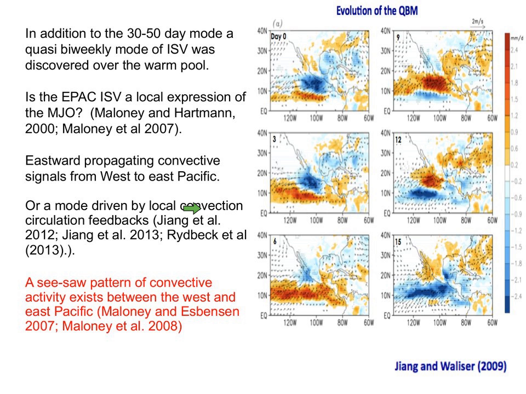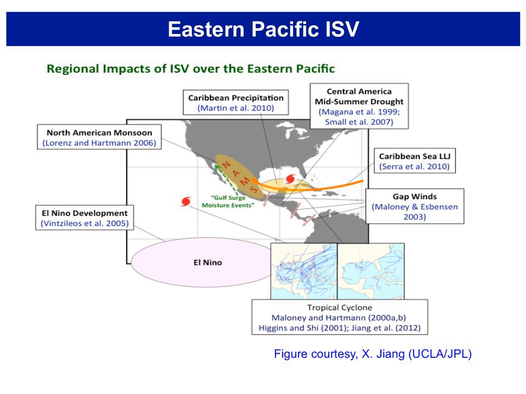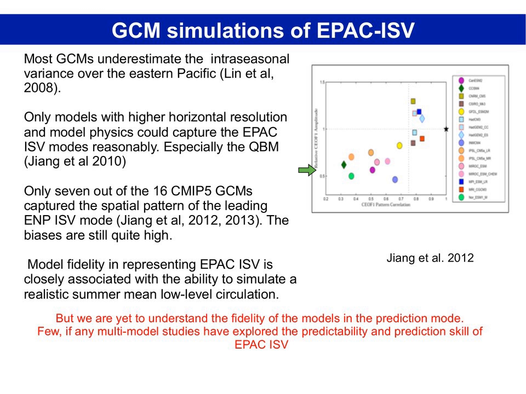Now, to look at the impact of the Eastern Pacific intraseasonal variability: even though it is a regional local mode, it has broad impacts on the region's weather and climate, ranging from tropical cyclone activity over the Gulf of Mexico and the Eastern Pacific, to Caribbean Sea low-level winds and gap winds. It is also known to influence the summer drought over Central America, and affects Caribbean precipitation and the North American monsoon. On the climate scale, it has impacts on El Nino development. So this being the case, how well does the model simulate the Eastern Pacific intraseasonal variability?